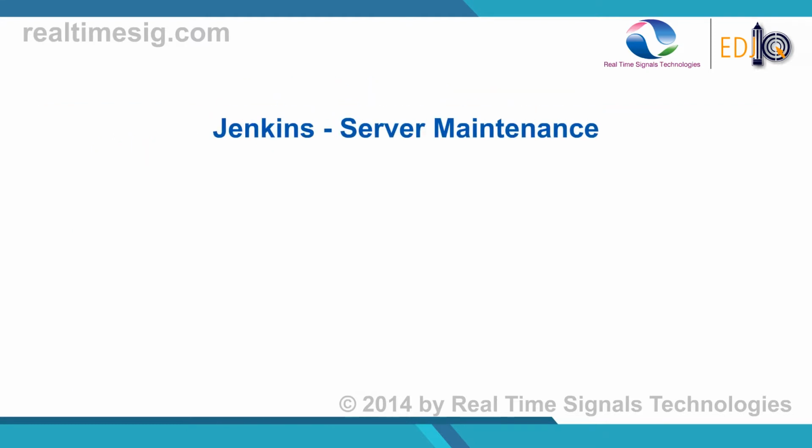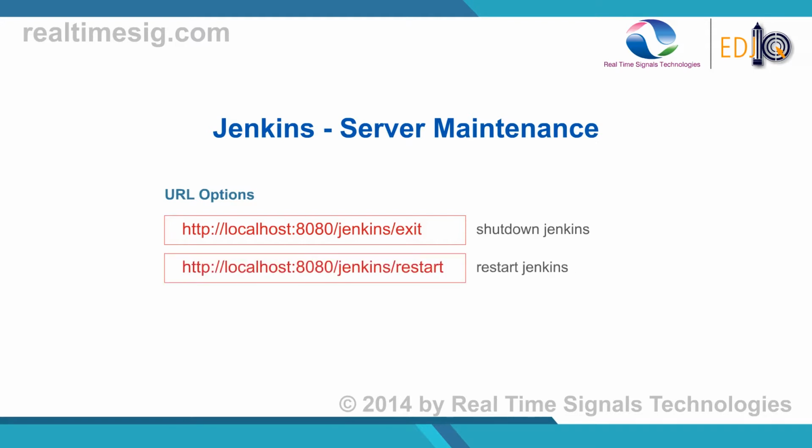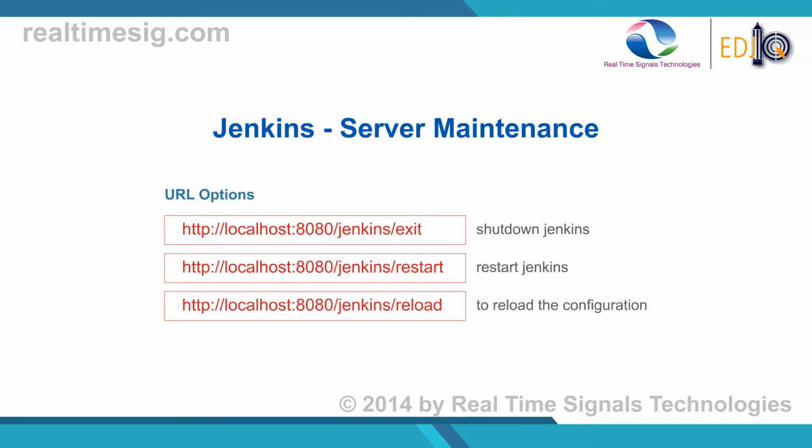The following are some of the basic activities you will carry out, some of which are best practices for Jenkins server maintenance. URL options. The following commands, when appended to the Jenkins instance URL, will carry out the relevant actions on the Jenkins instance. http://localhost:8080/jenkins/exit - shutdown Jenkins. http://localhost:8080/jenkins/restart - restart Jenkins. http://localhost:8080/jenkins/reload - to reload the configuration.